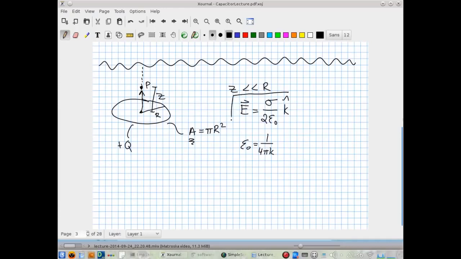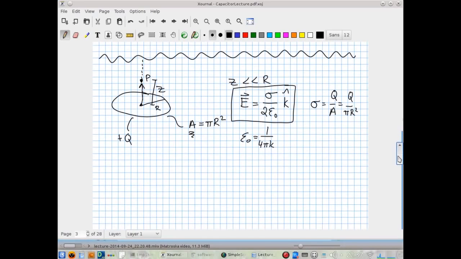And what's really neat about this particular situation, where you're very close to the surface of the disk, far closer than the radial width of the disk itself, you find that there's absolutely no dependence on z in this formula. You can keep moving around very close to the disk, and the electric field will always have the same strength, sigma over 2 epsilon naught, where again, sigma is just the surface charge density. It's the charge divided by the area, which for a disk, in this case, is pi r squared.